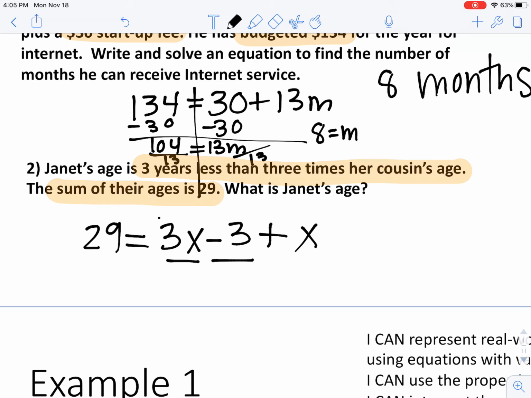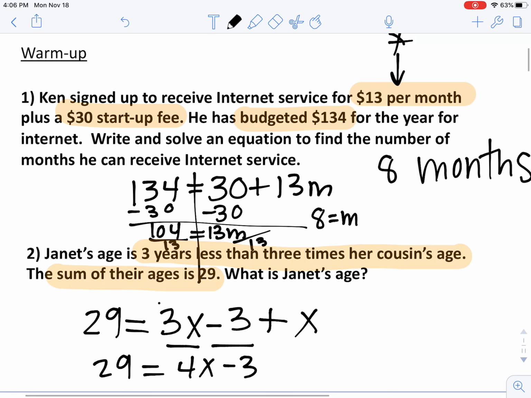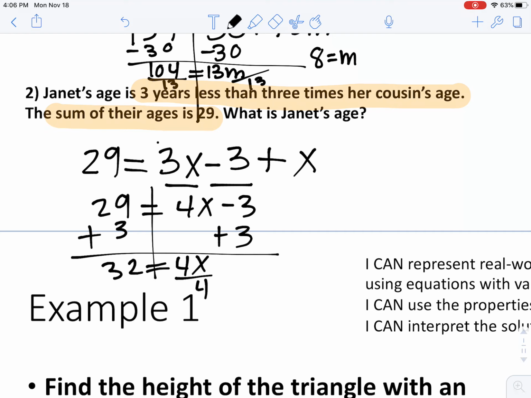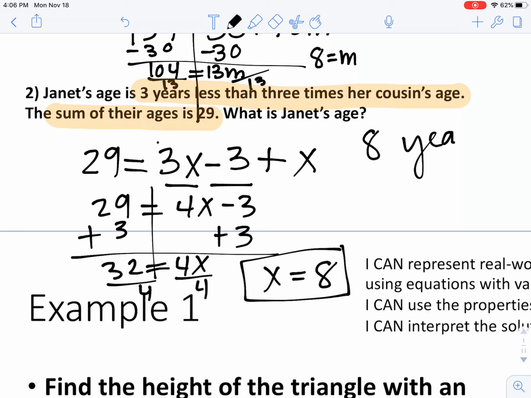Now we are going to solve for x. So we're going to combine our like terms. So I have 29 equals 4x minus 3. I'm going to add 3 to both sides. I'm left with 32 equals 4x. Divide both sides by 4. I'm left with x equals 32 divided by 4 is 8. What is Janet's age? 8 years old.